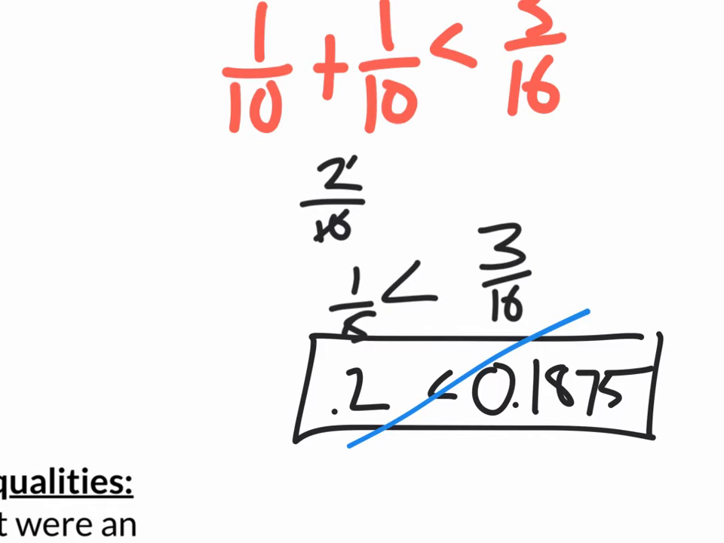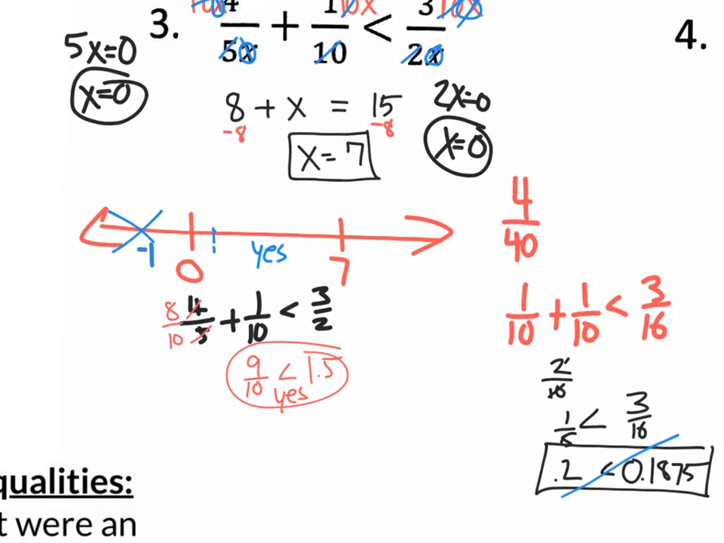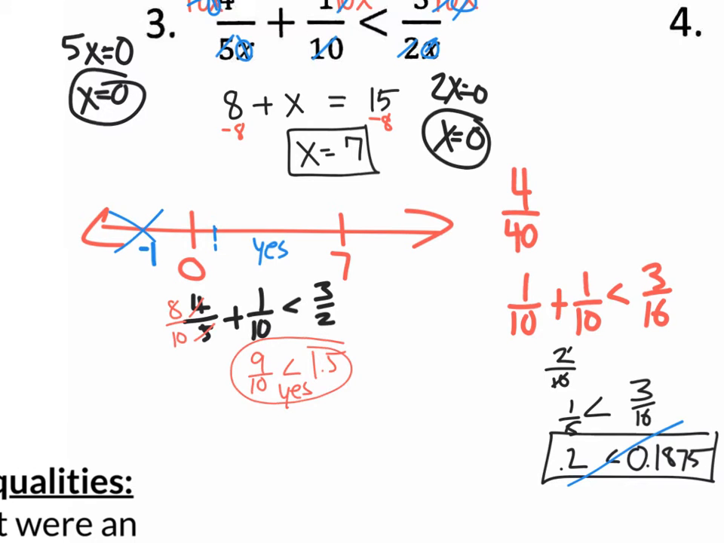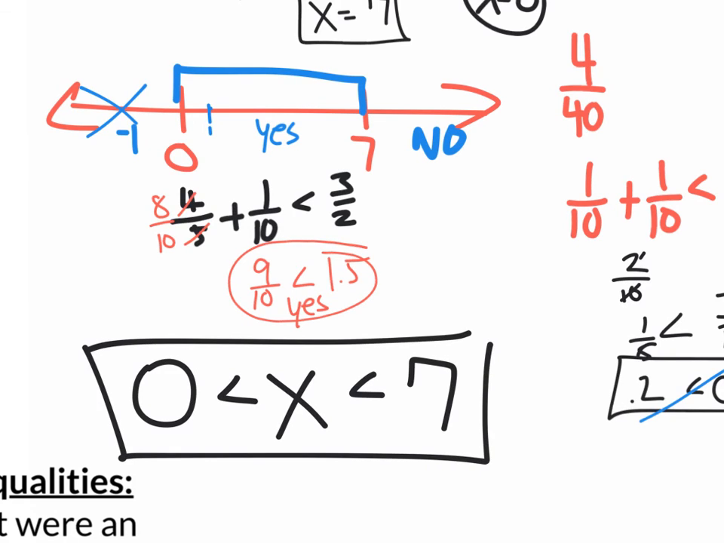It did not work. So going back to the number line, I know it's a long process, but it will pop up on the final, guys. So this is a no. The only area that works is the area between the 0 and the 7. So it's going to be a compound inequality, and the answer will be x in the middle, smaller number on the left side, bigger number on the right side, less than symbols. That's your compound inequality answer right there.